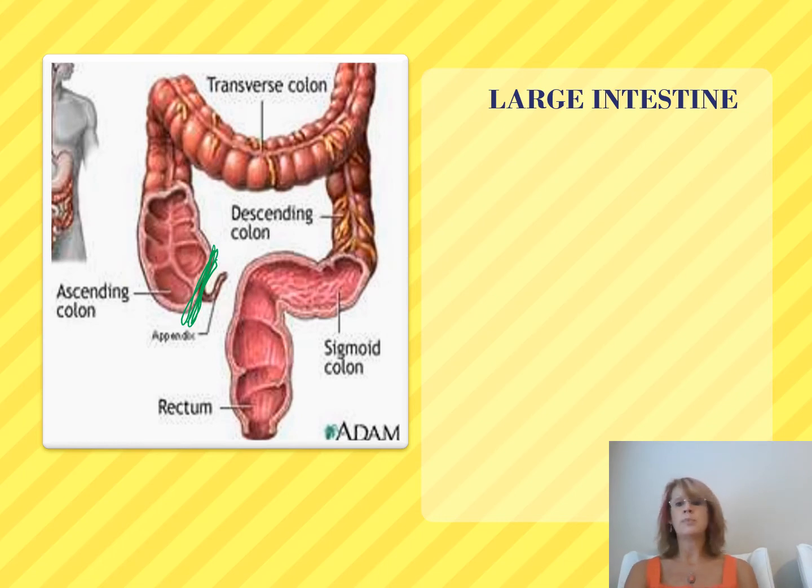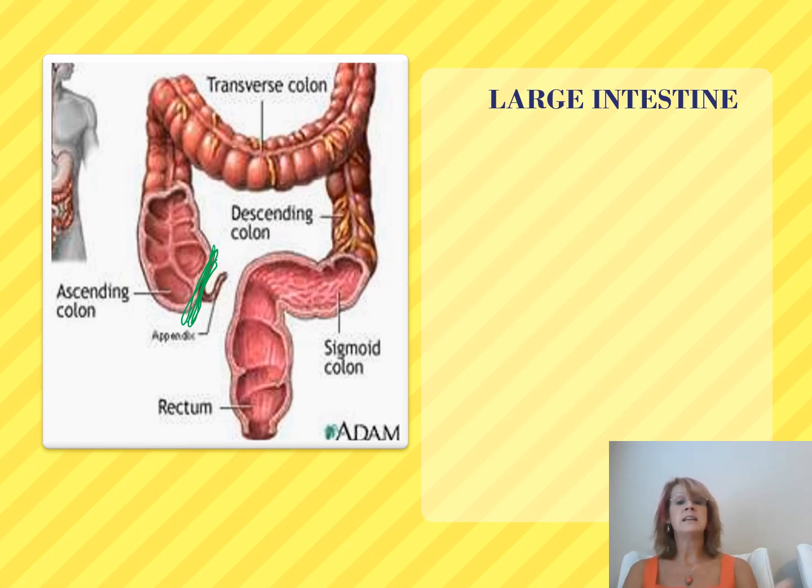So we're going to go ahead and talk about your appendix for a second. Your appendix is about the size of your pinky. It is an example of what's called a vestigial organ. It has no purpose in humans anymore. It was believed at one time to secrete an enzyme to help us break down cellulose. And cellulose is what we know of as fiber.